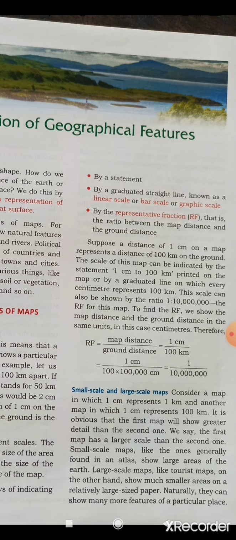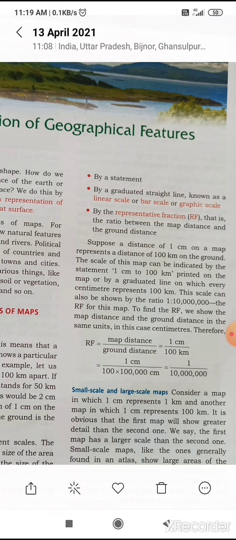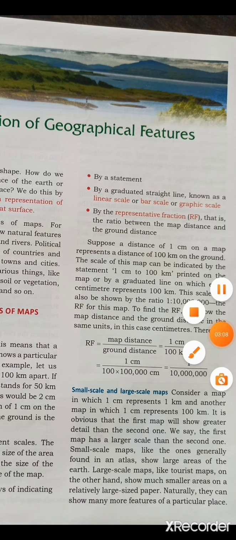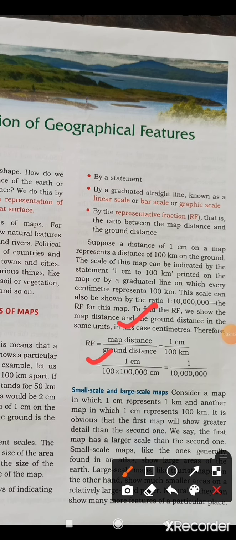By a statement means you can say in words, whenever it is written in words, then by a graduated straight line, then third is by RF. They used to represent RF in ratio, like it shows in map 1:10,000, 1:20,000, 1:50,000. It is usually shown in map like this. So again, if you want to find out the RF, how can you find out? The formula is given that map distance upon ground distance. Map distance upon ground distance.